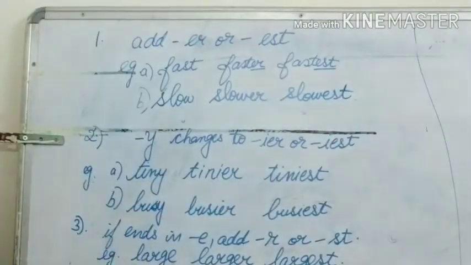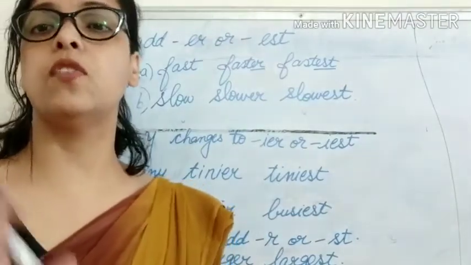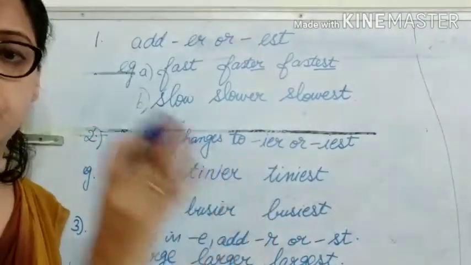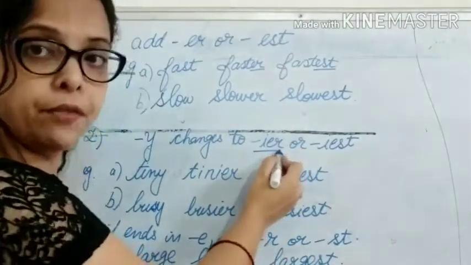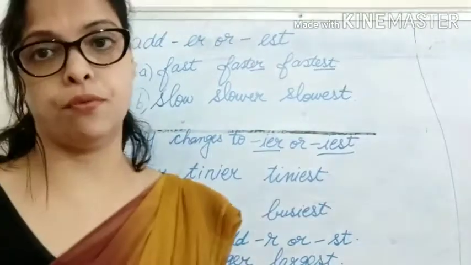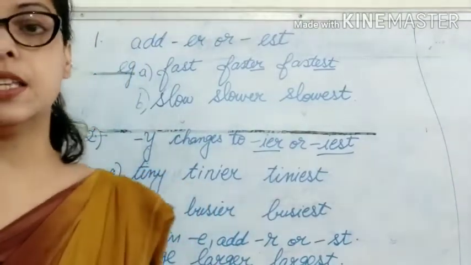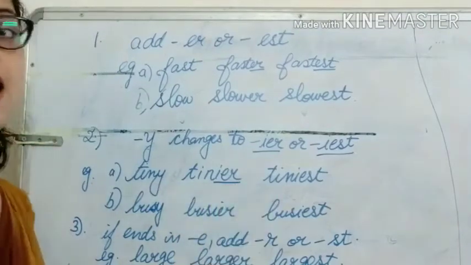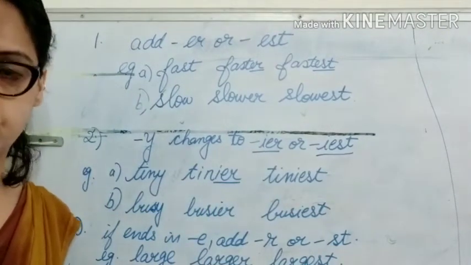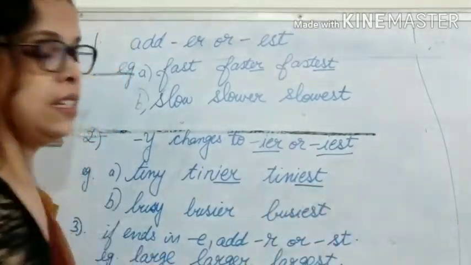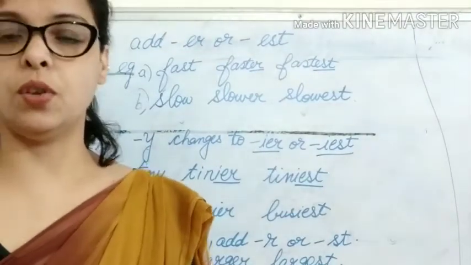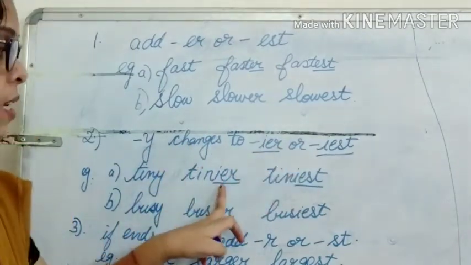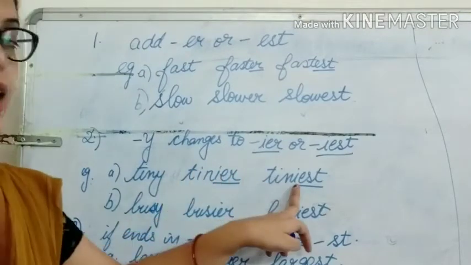Okay, next, if the adjective ends with y, what do we do? We don't add er or est. We just drop y, we remove y, and we add ier for the comparative form and iest for the superlative form. Like for example, tiny. This word is ending with the letter y. So how will we make comparative and superlative? We add ier to the word and it becomes tinier. That is the comparative form. And iest, tiniest, that is the superlative degree. Okay, so for the words which end with y, in the comparative form we remove y and add ier, and in the superlative form we remove y and add iest.